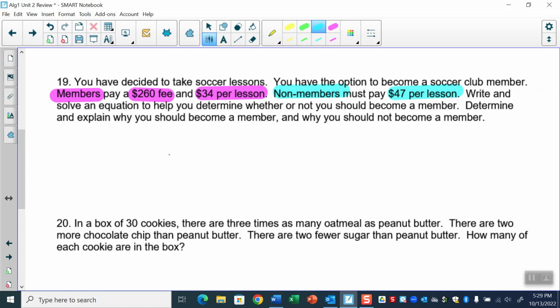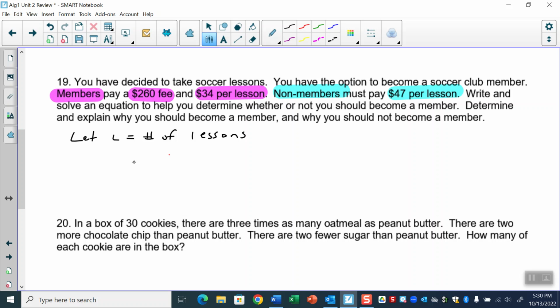All right. So what is the question? What's the variable here? I guess is the lessons, right? The number of lessons that you're going to take, that is going to vary. So we'll say let L equal the number of lessons. Okay. So what we're going to do is see where they're equal, where it doesn't matter if you're a member or not.